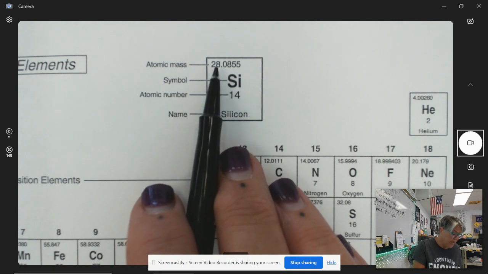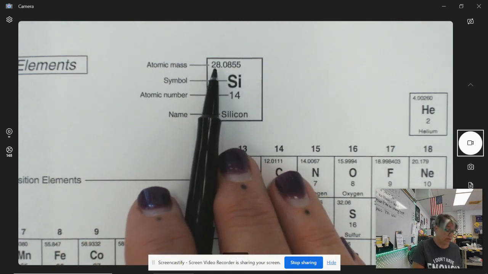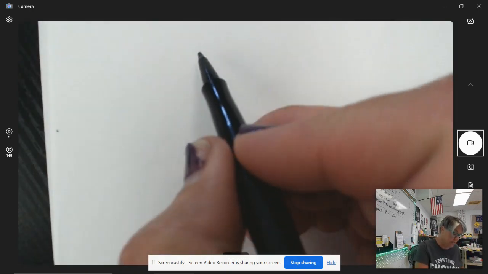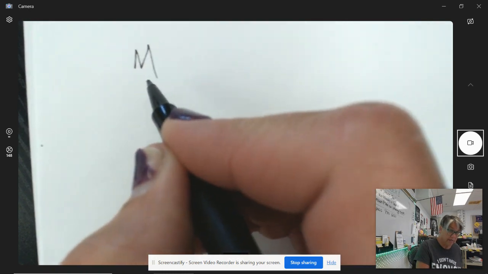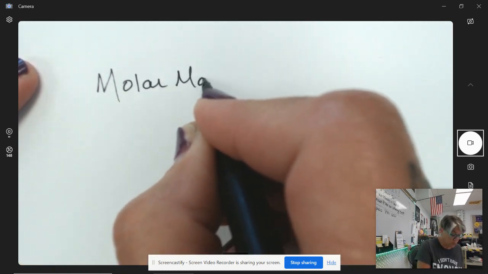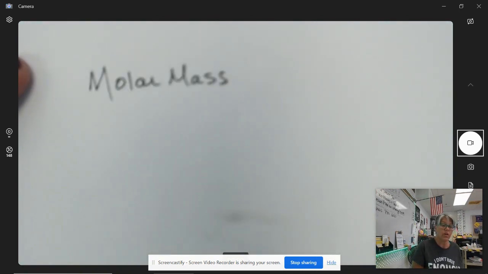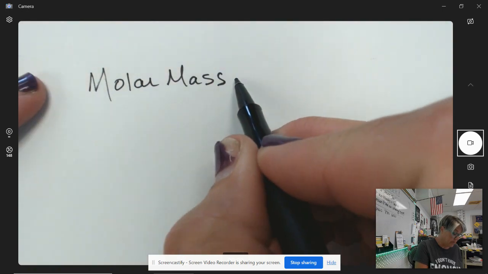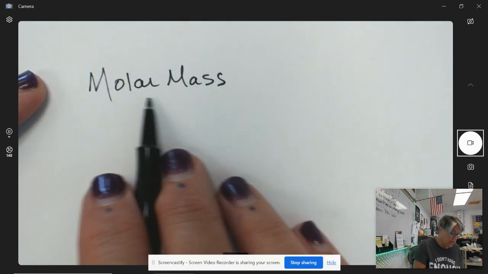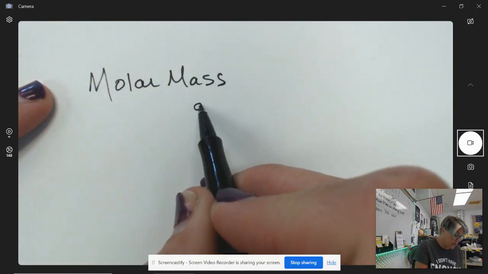And then up here, this is called atomic mass, but we are going to start referring to this as the molar mass, the molar mass. So molar mass you find on the periodic table. It is the long decimal number on the periodic table. And if we just examine the word molar and mass, we measure in grams.